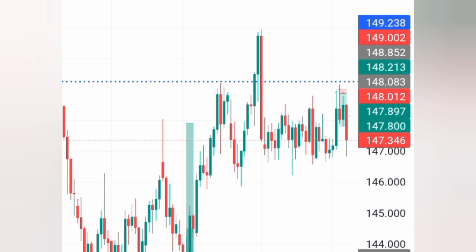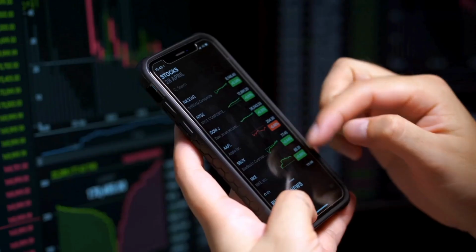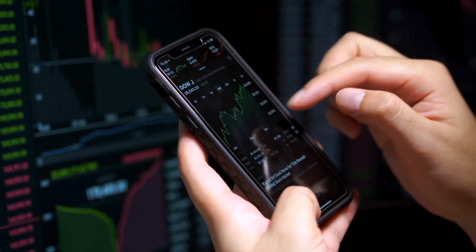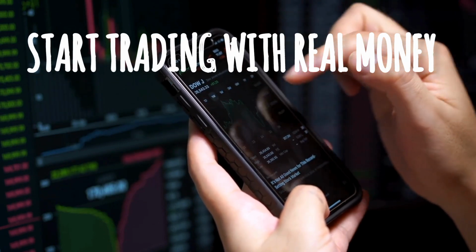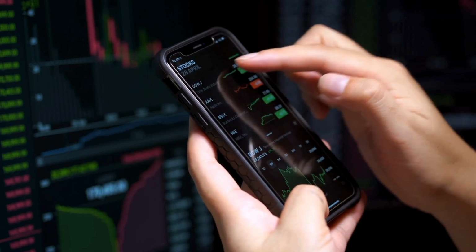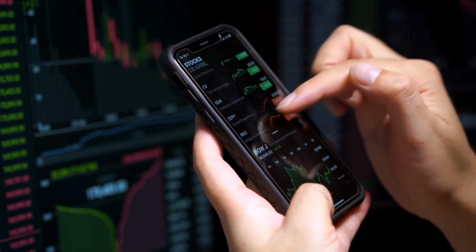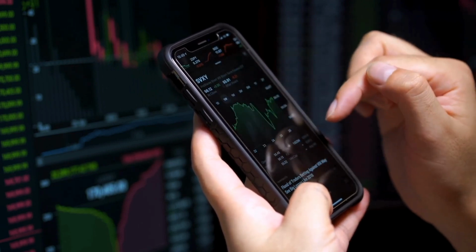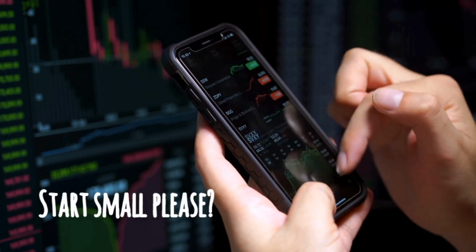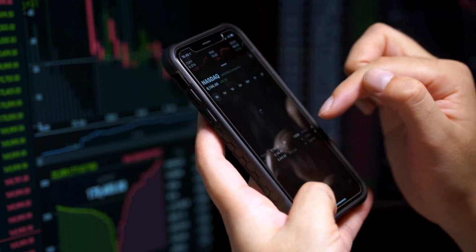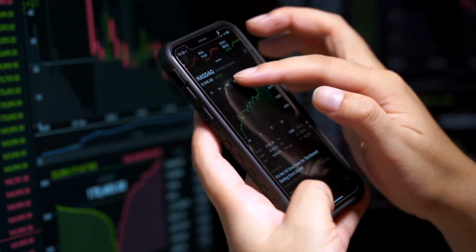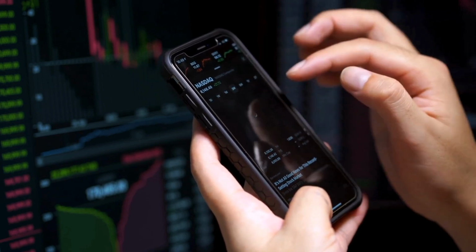So now step number 5 is to start trading with real money. Now you've set your trading plan. Now you have got your real money to trade with. So here you have to start small. If you have your $1,000, don't put it all on one account. No, you have to divide it into some small accounts.